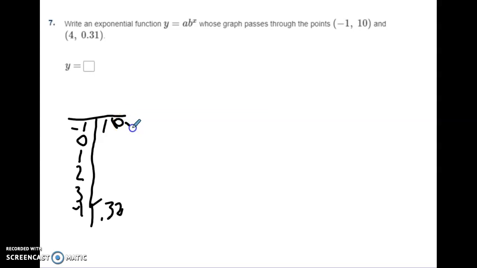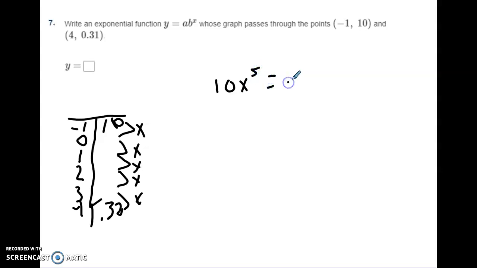Okay, now I'm going to see, I'm multiplying by x. 1, 2, 3, 4, 5, and I know I'm going to start with 10. I multiply by x to the 5th, because that's multiplying by x 5 times, and I get this 0.31. That should be a 0.31 down there.